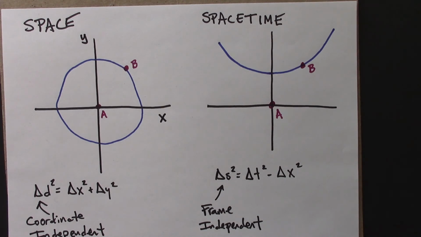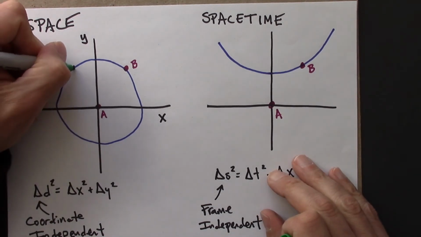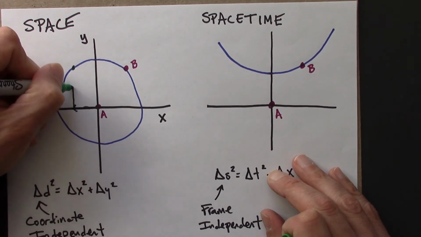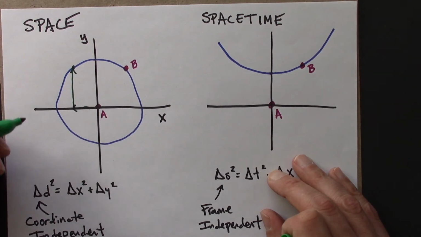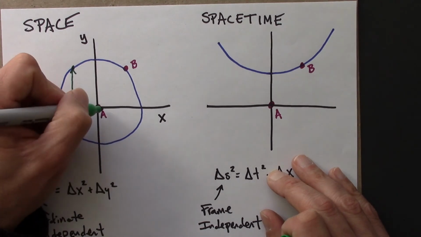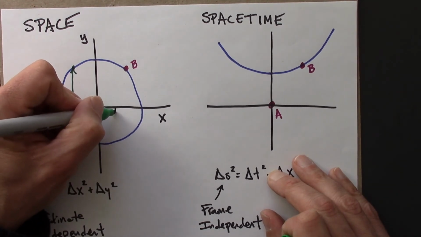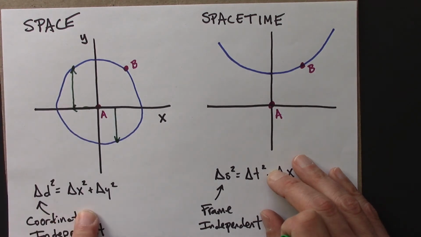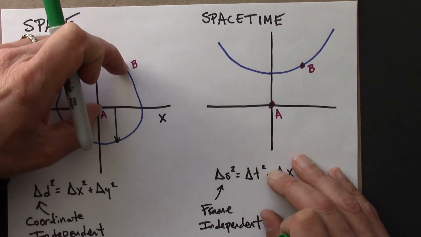So maybe over here, somebody would see a negative x and a positive y, and over here somebody might see a positive x and a negative y, but this formula tells me all the possible coordinate pairs that lead to this distance.